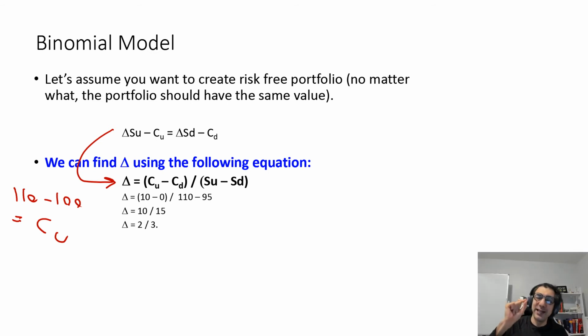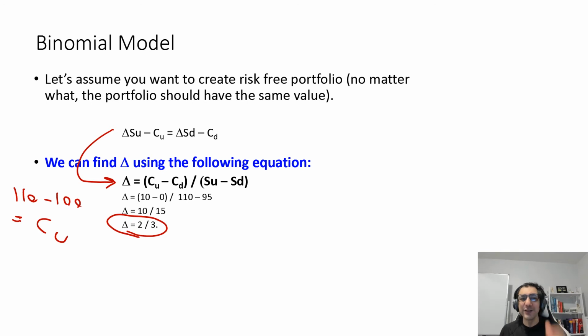Again, I'm talking about the intrinsic value, not just the option price, because the option price still might be positive, but the intrinsic value is zero. And we know that another component here is the time value. Anyway, what is the stock price when it goes up? 110. What is the stock price when it goes down? $95. So from here, you can calculate the delta, which is 2 over 3.